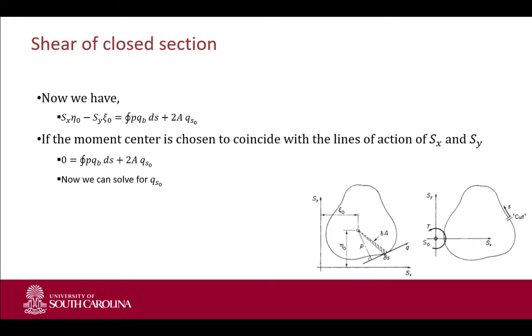And you often pick a moment location. You want to take the moments around a location that is convenient for you. So you want to take it at the location through which both shear forces go, because then they don't have a moment arm and become 0, or a location where most of the shear flows go through, because then you can ignore those shear flows' contributions.